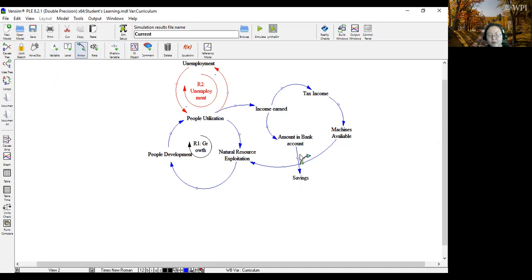Now, increasing savings increases another variable that I call investment capital. So increased savings increases investment capital. Investment capital increases machines available. I don't know. This is a messy looking model. Let me just fix that.